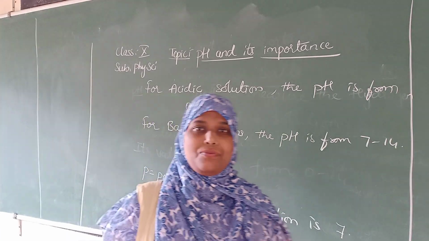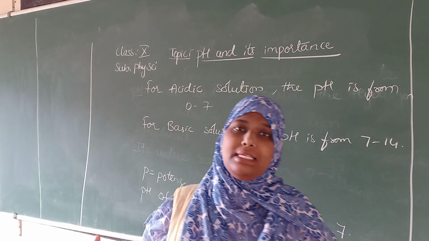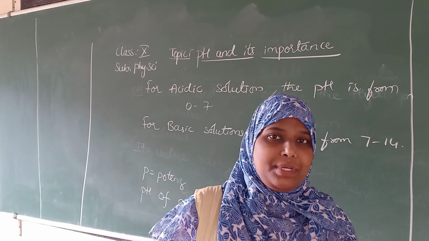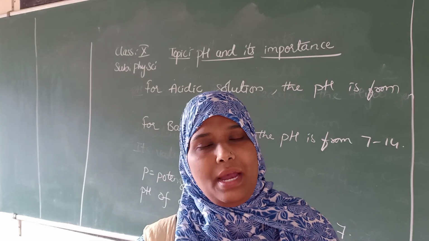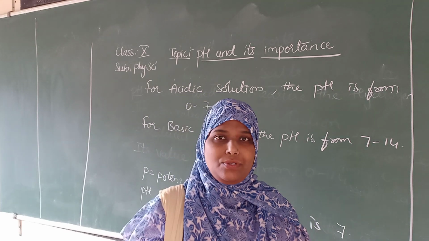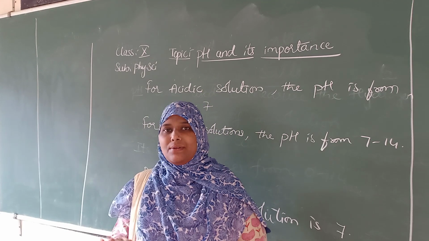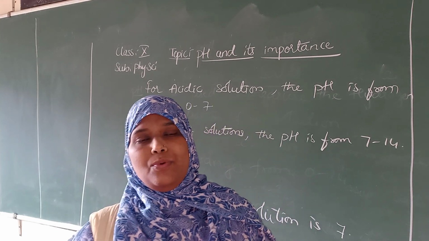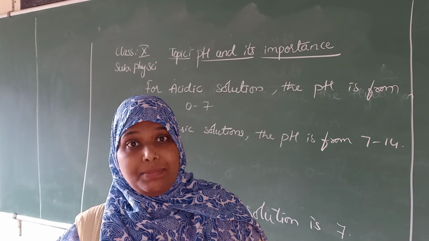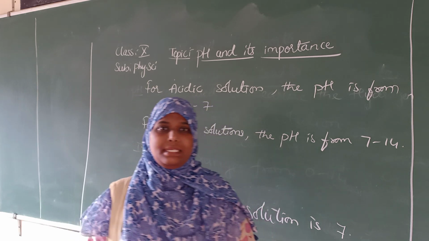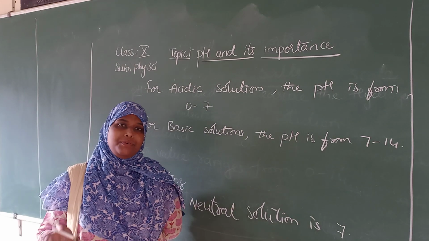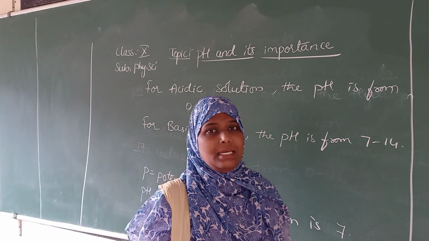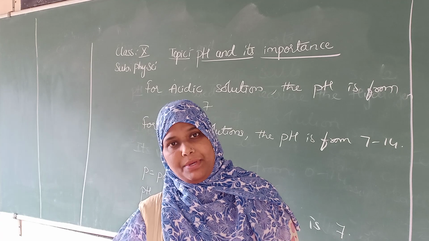It can be used for both acidic solutions as well as basic solutions. Generally we use red litmus for basic solutions and blue litmus for acidic solutions. If the blue litmus turns red, we say that the substance is an acid. If the red litmus turns blue, then the substance is a base. So instead of using two different litmus papers, we can use the universal indicator or the pH strip.